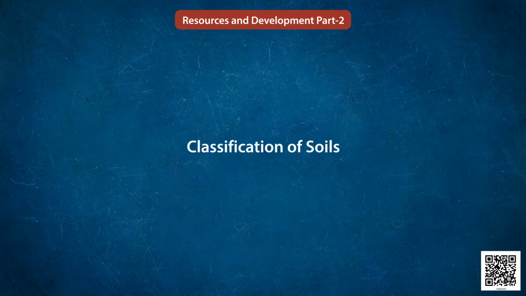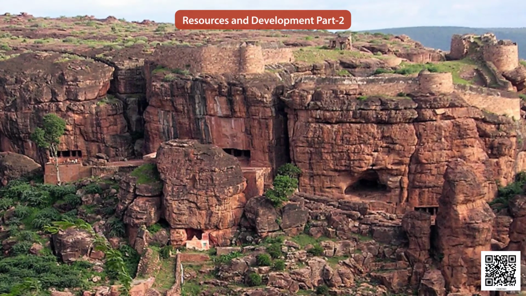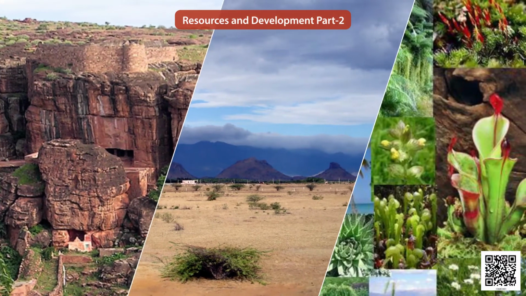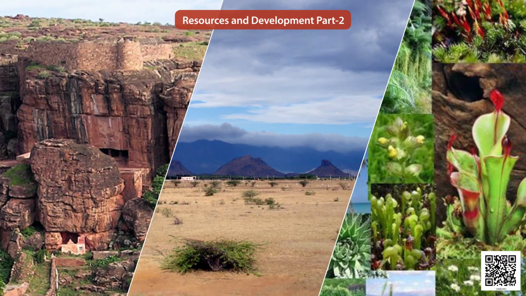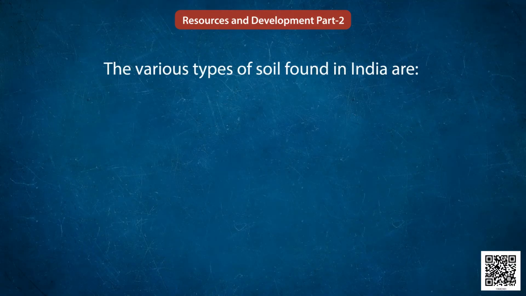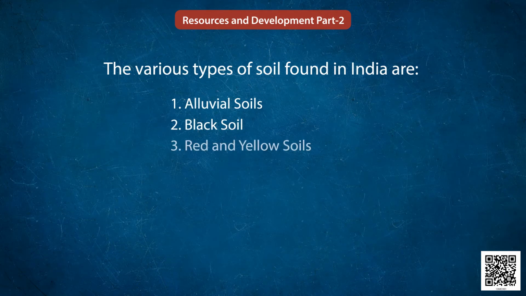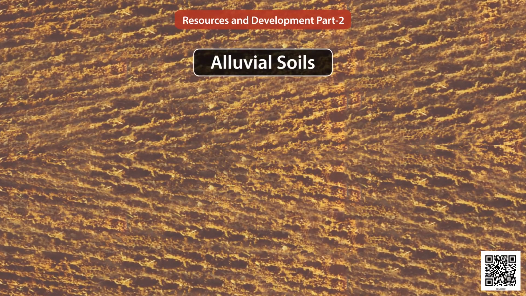Classification of soils. India has varied relief features, landforms, climatic realms, and vegetation types. These have contributed to the development of various types of soils. The various types of soil found in India are alluvial soils, black soil, red and yellow soils, laterite soil, arid soils, and forest soils. Let's talk about alluvial soil first.